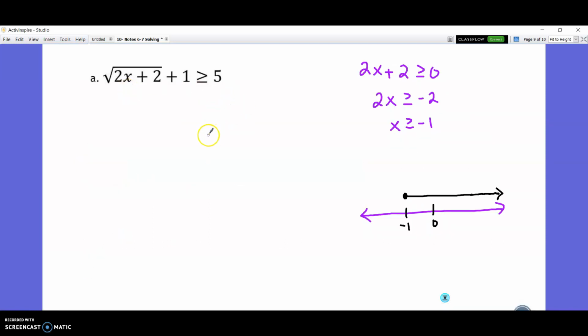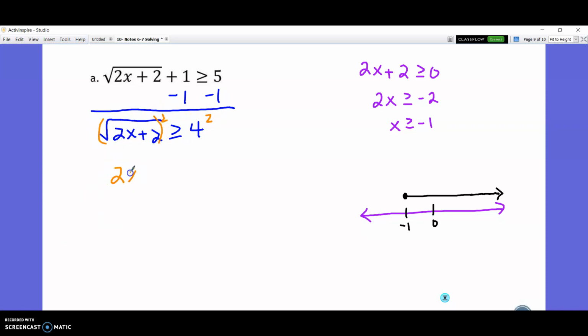Now that we know what the number has to be, we can go to step 2, which is solve that inequality. We're going to solve the inequality just like we did with the equations. We're going to isolate that radical. So subtract 1. This would get us the square root of 2x plus 2 is greater than or equal to 4. Square both sides. And we get 2x plus 2 greater than or equal to 16. Let's subtract 2. And then divide by 2.